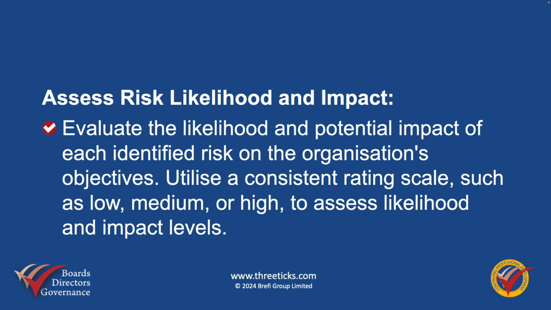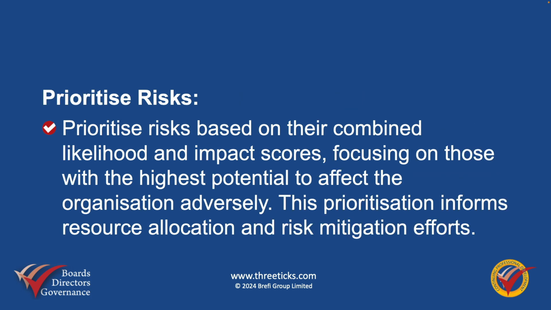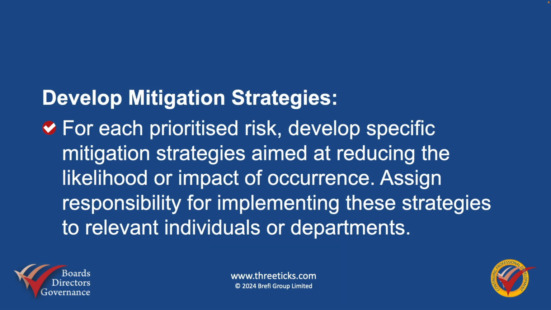To assess risk likelihood and impact, evaluate the likelihood and potential impact of each identified risk on the organisation's objectives. Utilise a consistent rating scale, such as low, medium or high, to assess likelihood and impact levels. Then prioritise risks based on their combined likelihood and impact scores, focusing on those with the highest potential to affect the organisation adversely. This prioritisation informs resource allocation and risk mitigation efforts.